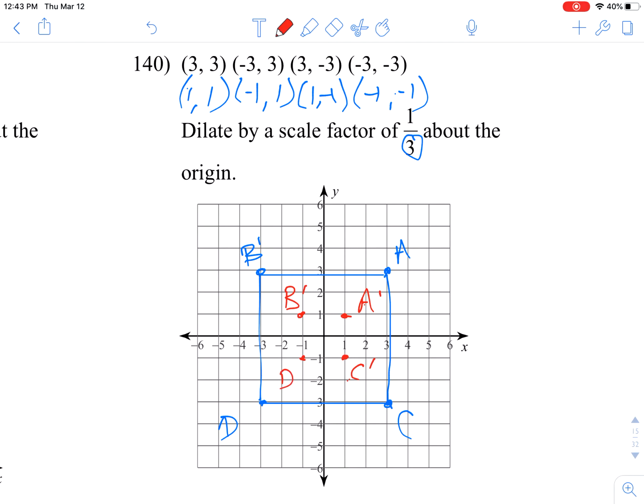Negative 2, 2 is here. We'll call that B. And then 1, negative 1 is here. We'll call that C.